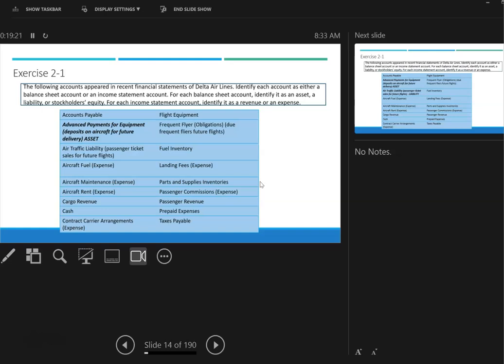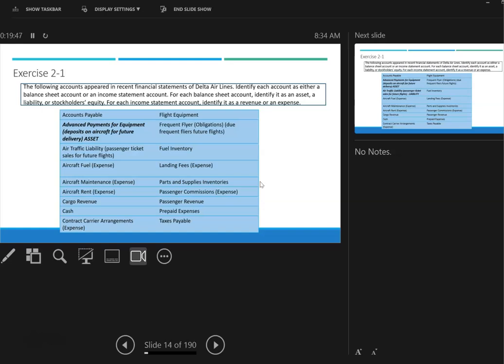What about air traffic liability? Passenger ticket sales for future flights. Balance sheet, it's a liability, isn't it? Yeah. Now, what does this mean, guys? So I'm leaving to go to Nevada tomorrow night, but I bought my tickets a month ago. I'm on Sun Country. I purchased my tickets on Sun Country.